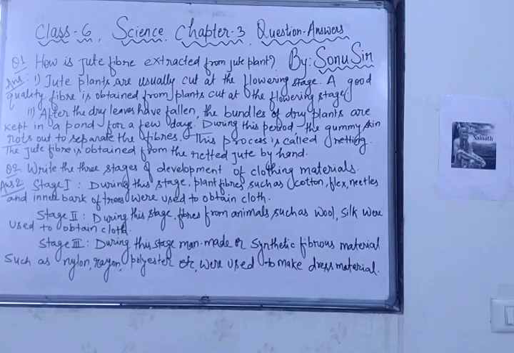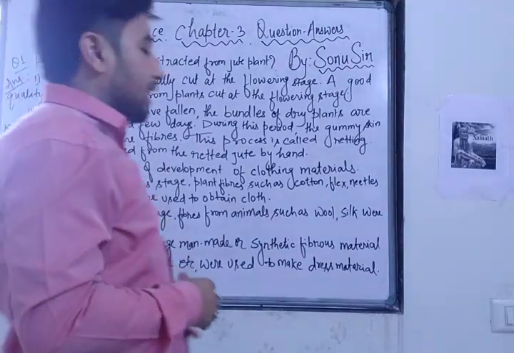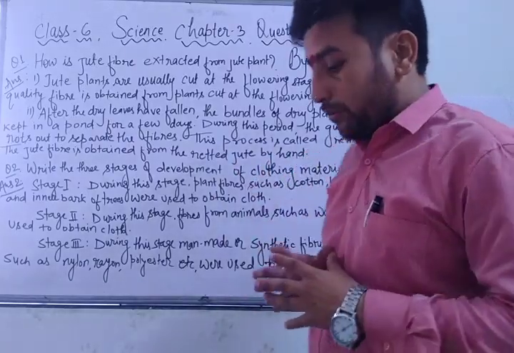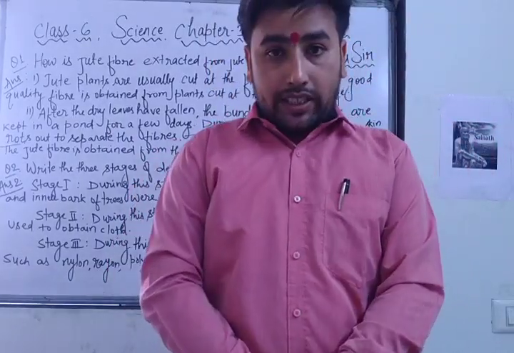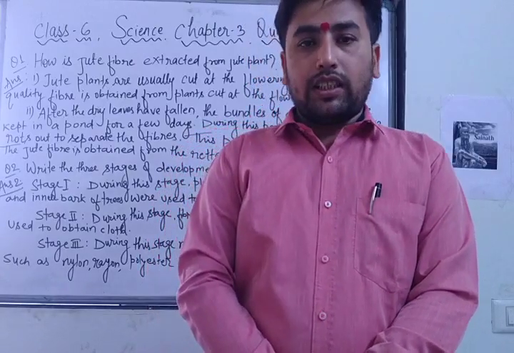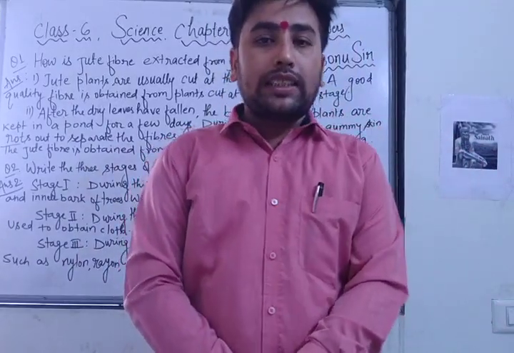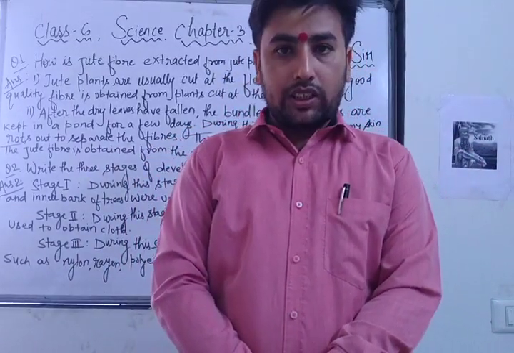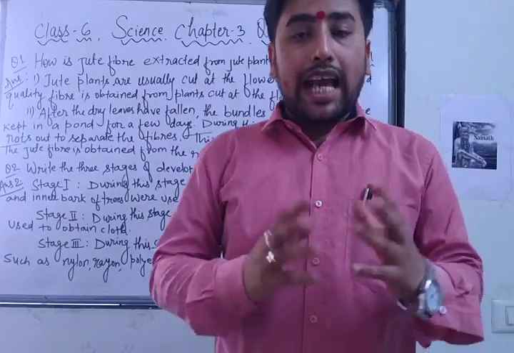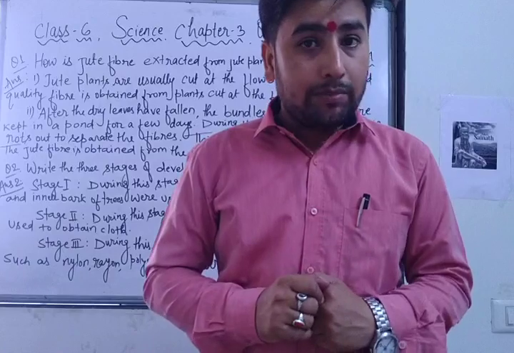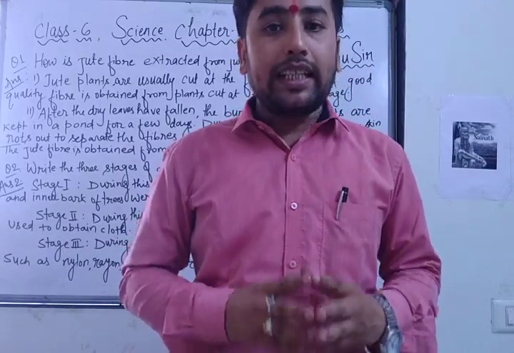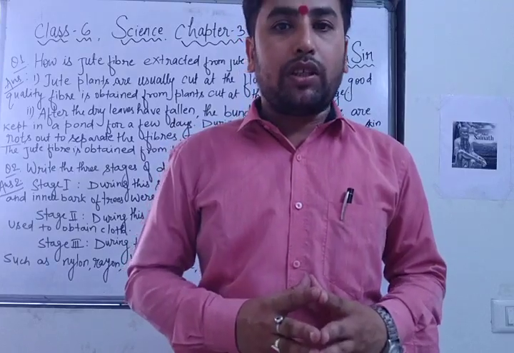The first answer: how is jute fiber extracted from the jute plant? That means, first of all, how you get jute from the jute plant. First of all, when the jute plant is cut. The first point written is that jute plants are usually cut at the flowering stage. When the jute plant has grown 1 or 2 meters tall, it starts flowering. That is the best time to cut jute, because when the plant is cut then, it gives a good quality of jute fiber.